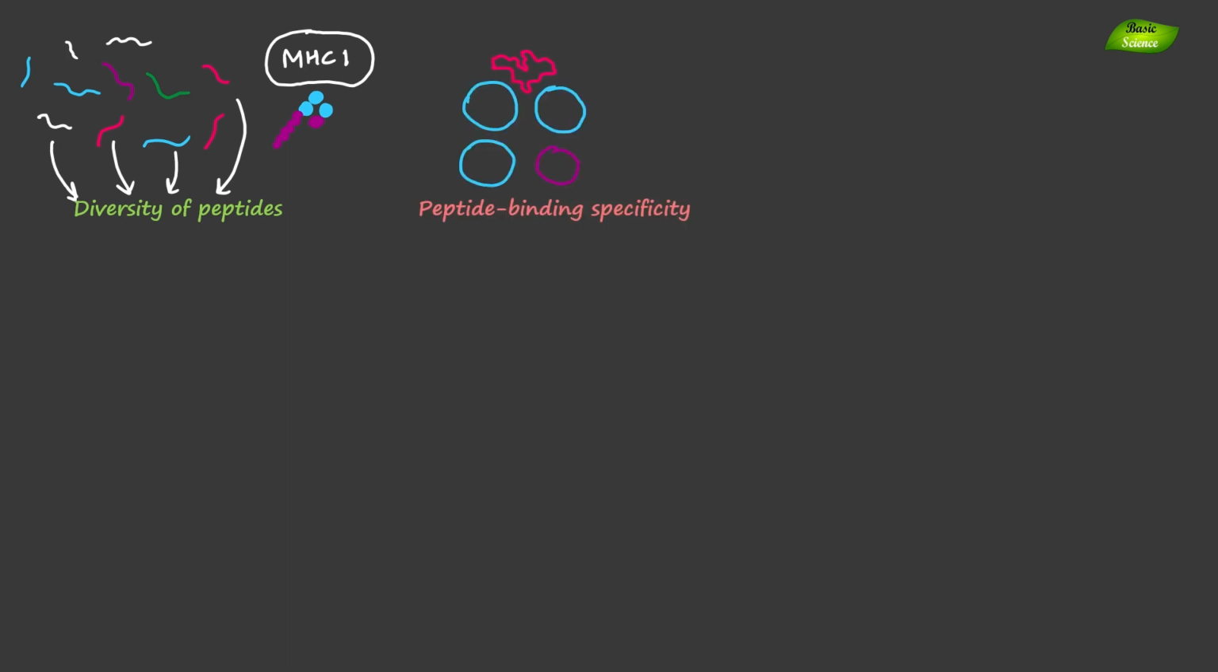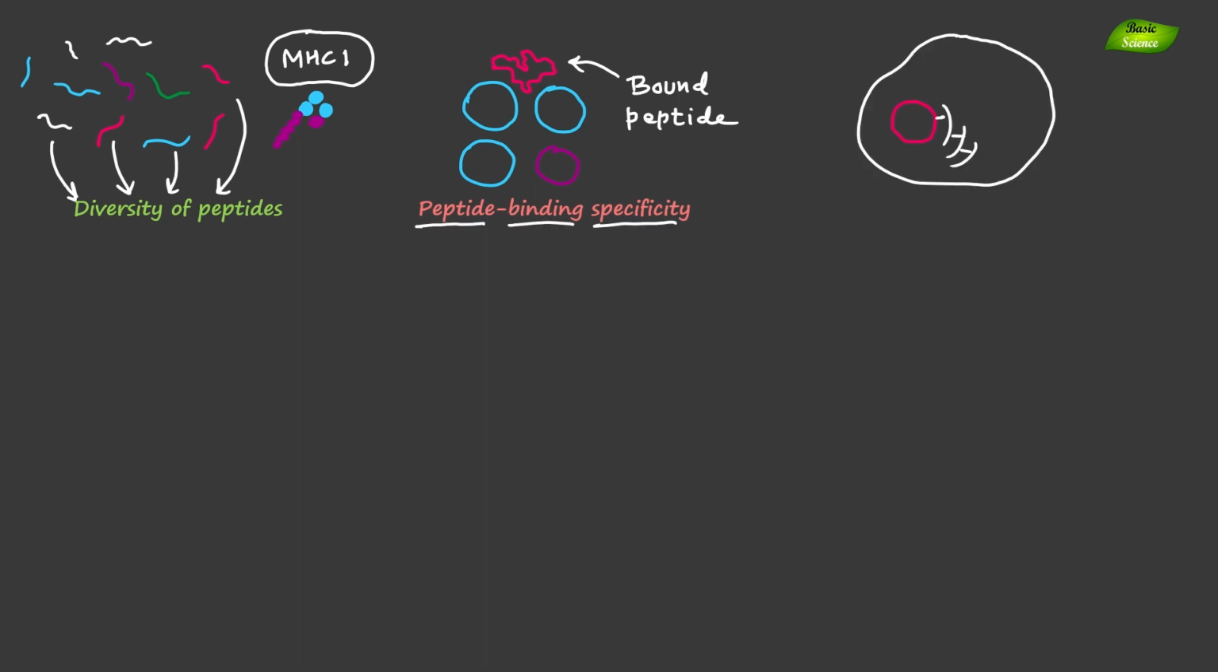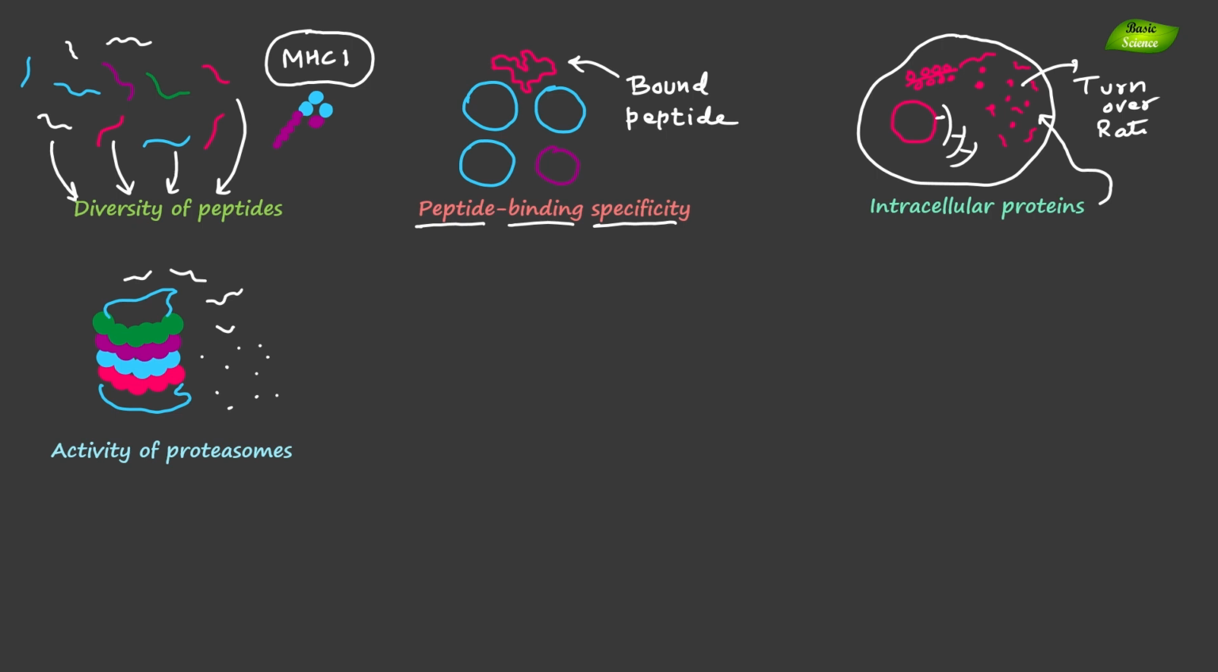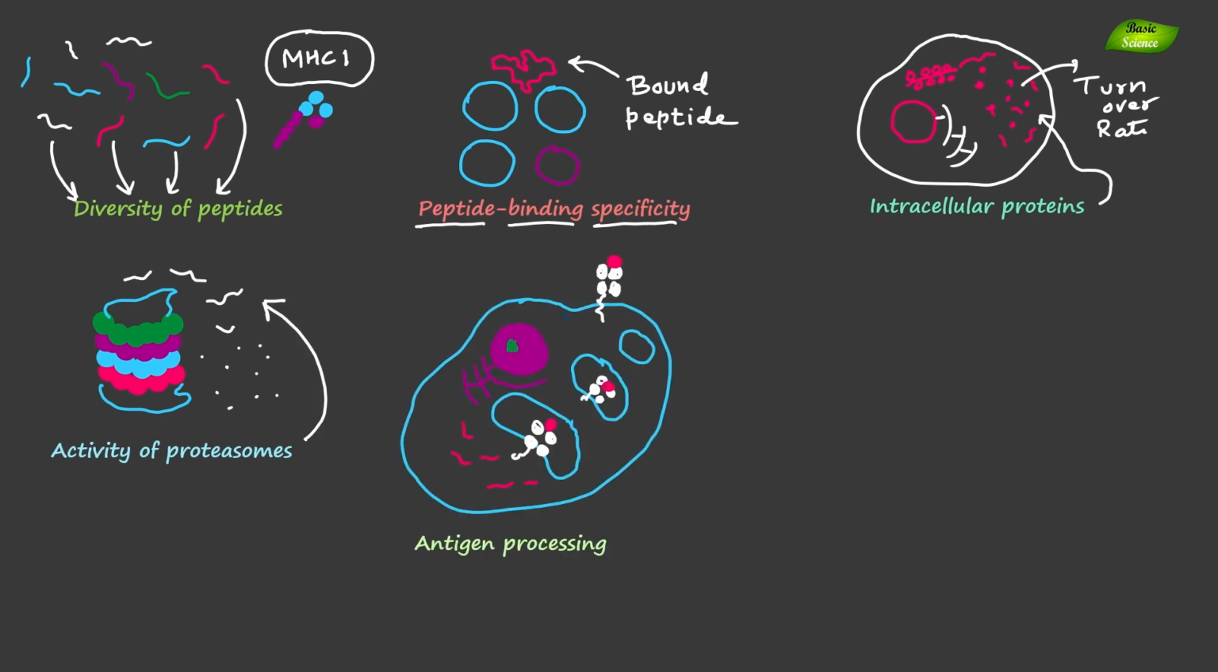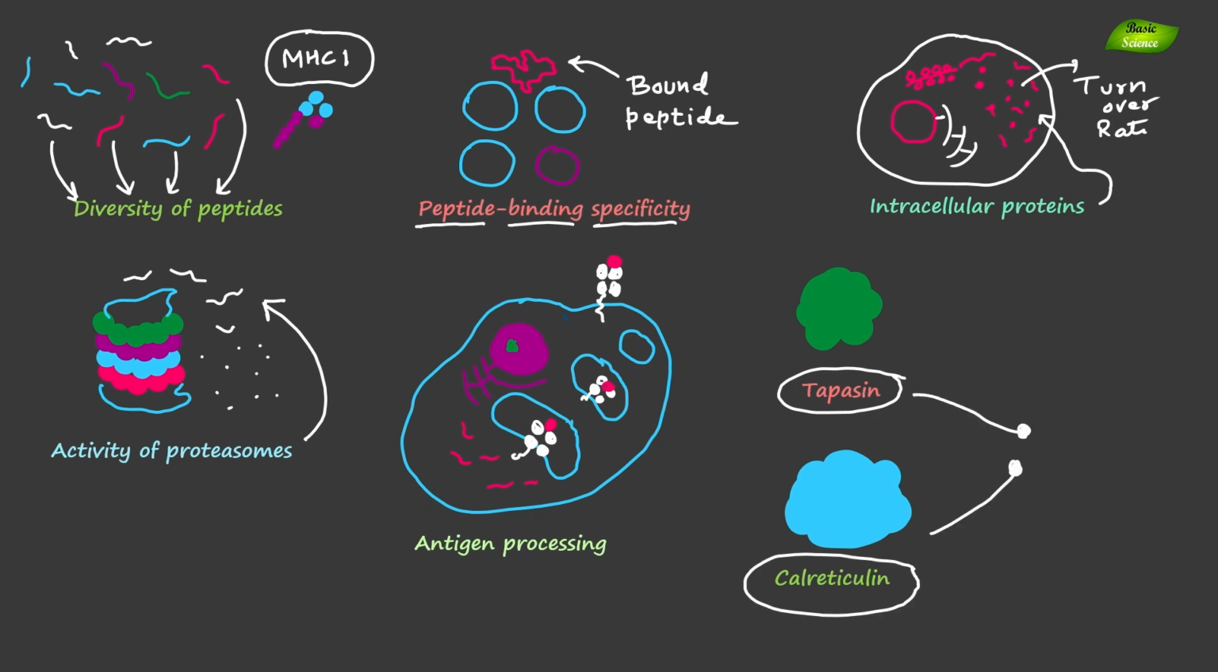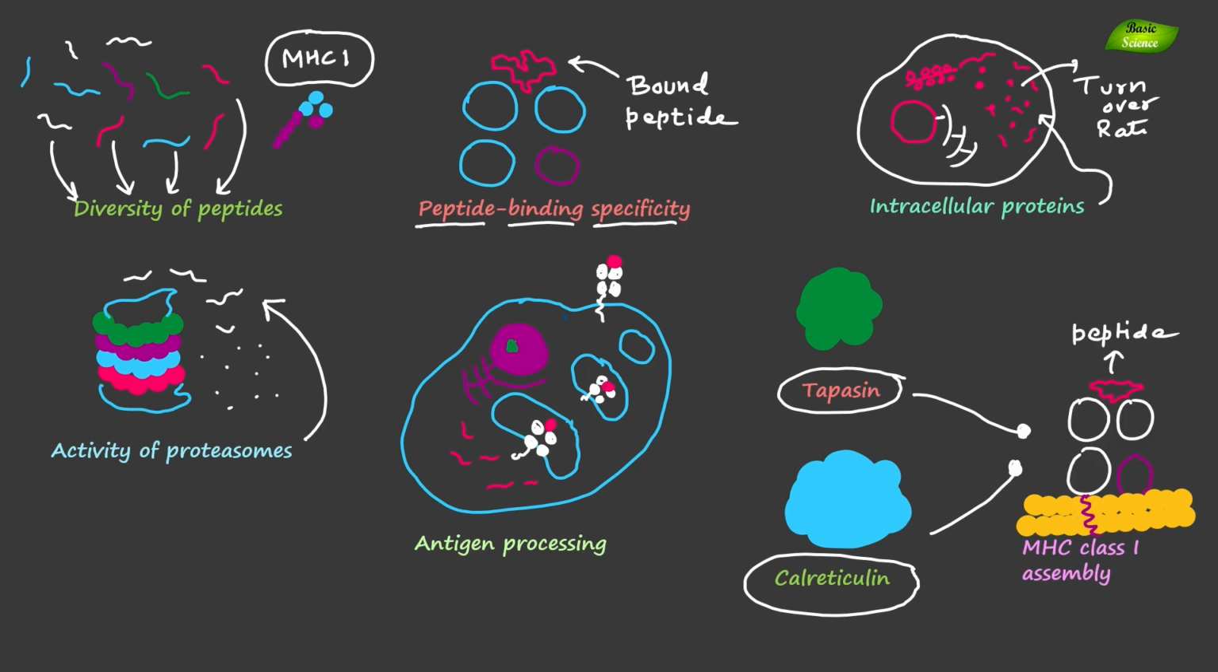The diversity of peptides presented by MHC class 1 molecules is influenced by several factors, including the peptide binding specificity of the MHC molecule itself, the abundance and turnover rate of intracellular proteins, as well as the activity of proteasomes and other proteolytic enzymes involved in antigen processing. Additionally, the expression level of various proteins like trypsin and chaperones like calreticulin plays an important role in regulating the peptide loading process and MHC class 1 assembly.